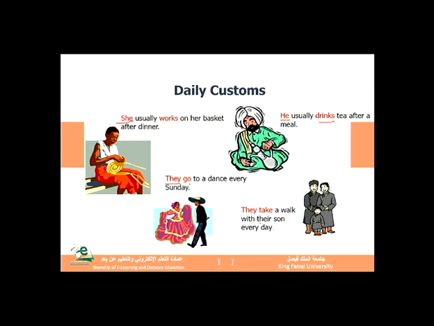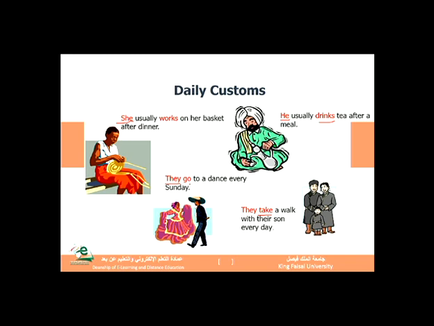The last picture here. They take a walk with their son every day. هم يذهبون لجولة ماشيين على الأقدام كل يوم. Okay? So they take. So notice here that the verb has no addition at all. الفعل ما له أي إضافة. ليش؟ لأن موضوع الجملة جمع. فلما يكون موضوع الجملة جمع الفعل لا نضيف له أي شيء. لكن لما يكون مفرد موضوع الجملة مثل هنا he, she نضيف للفعل s. Okay?